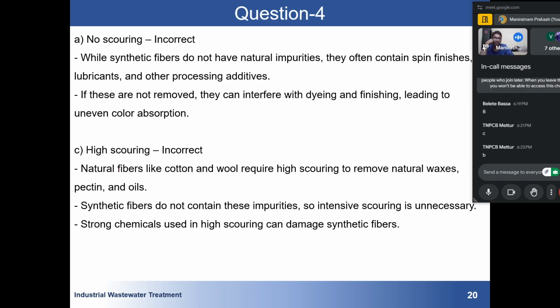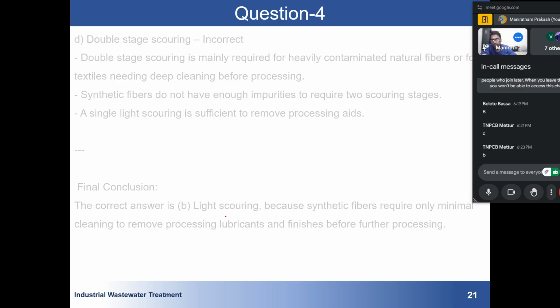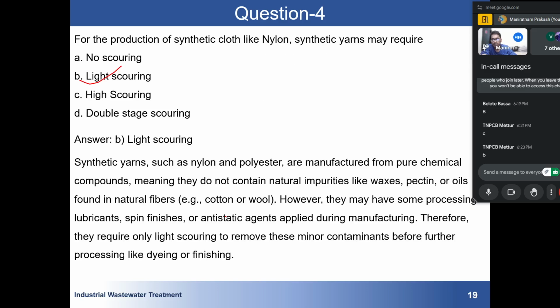Then high scouring. This is done for natural things, like we have seen with carbonizing. In wool textile we have seen that we have to remove the naturally occurring impurities present in our material. Natural fibers like cotton and wool require high scouring to remove natural waxes, pectin, and oils. So the correct answer is B.